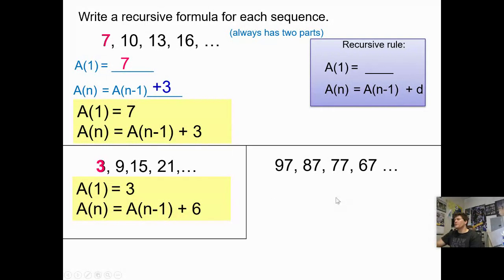Ooh, I got a third one here for you. 97, 87, 77, 67. Write the recursive rule for it. First term, 97. What's happening every time? I'm subtracting 10 every time. So I go AN equals AN minus 1 minus 10.